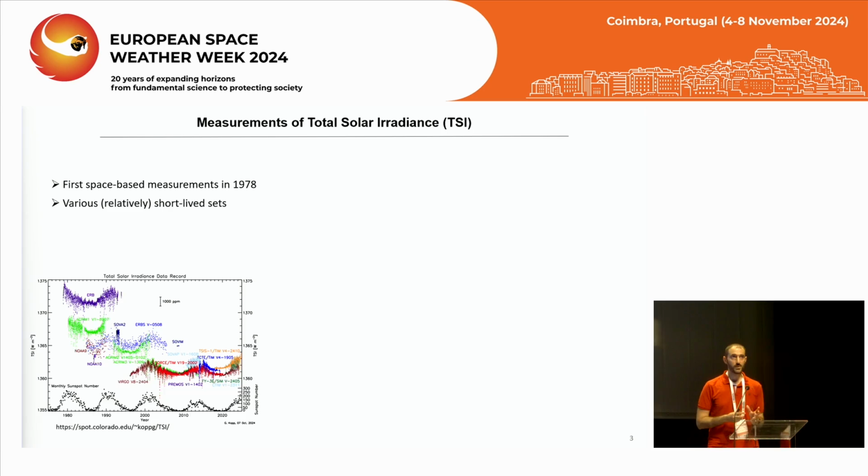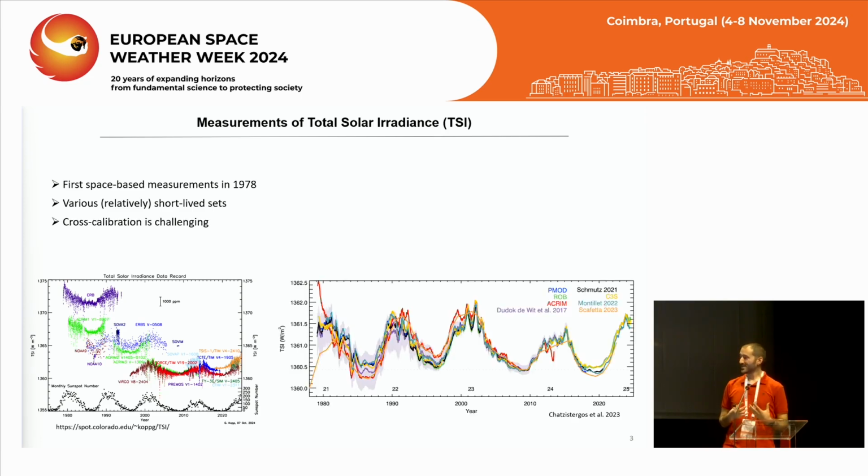We have measurements of TSI for the last about 4 decades. You can see some of the available measurements in this figure here. But they are mostly from different and relatively short-lived missions. As you can see, the measurements disagree with each other, so there is an issue of how to combine them together, and this is quite challenging. This is why it has led to a number of different composites of TSI measurements. You see some of those here.